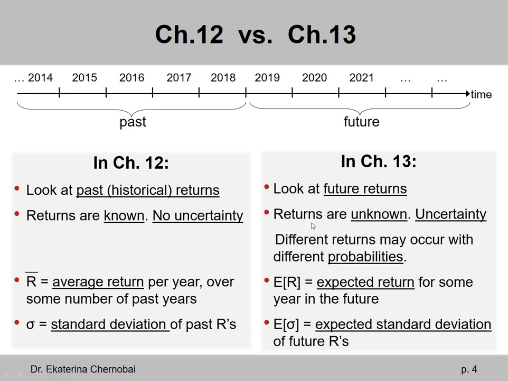In chapter 13, we will be looking at future returns. So the main difference between chapters 12 and 13 is in chapter 12, we looked at past returns that already happened. In chapter 13, we will be basically trying to give our best estimate based on the information that's available to us today about what the return in 1 year, in 2 years, and so on may be. The future is unknown, so the returns in the future are also unknown. So we have this uncertainty about what may happen in the future.